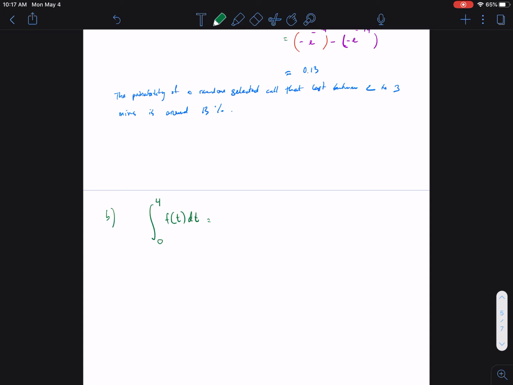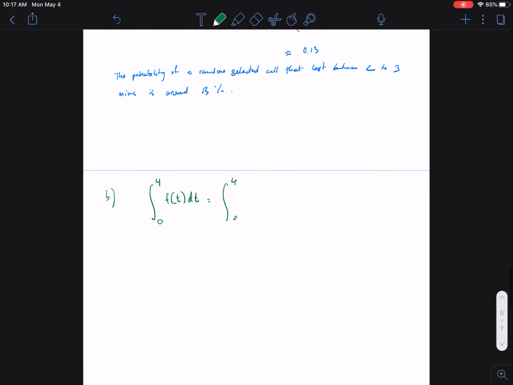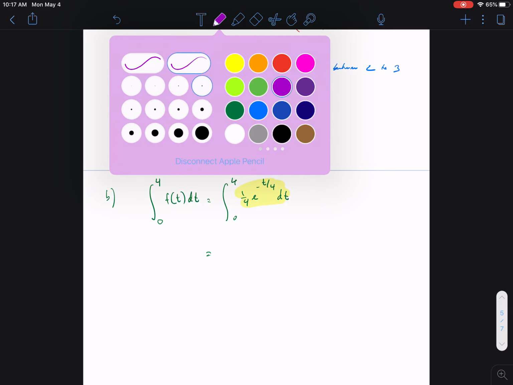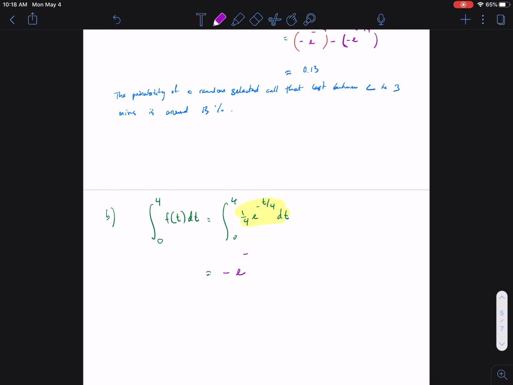Now we plug in the function, which was 1/4 e to negative t over 4, dt. We've already integrated this in part A and found the antiderivative, so I'll skip that step: negative e to negative t/4, evaluated from 0 to 4. We plug the 4 into t, then plug in the 0, and subtract those.